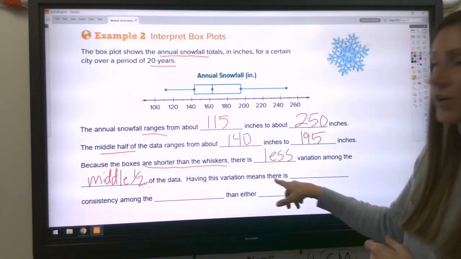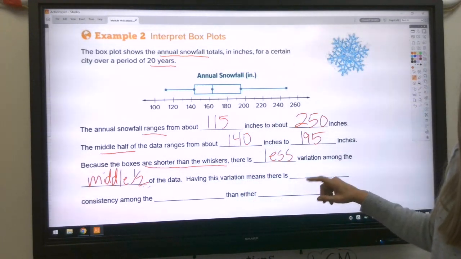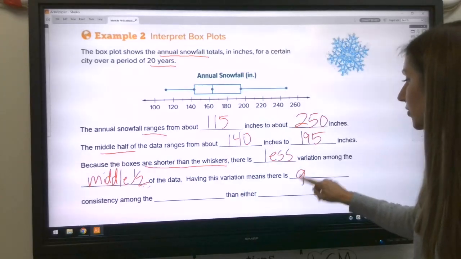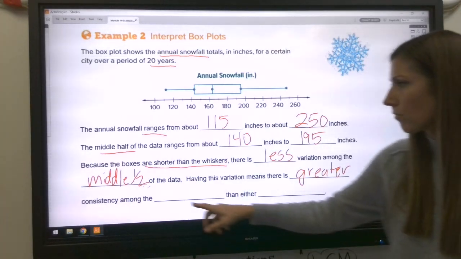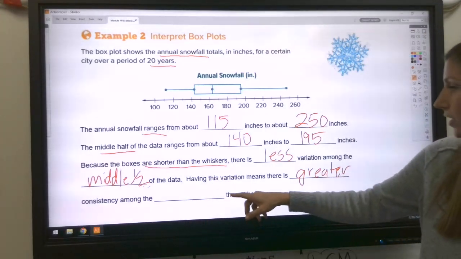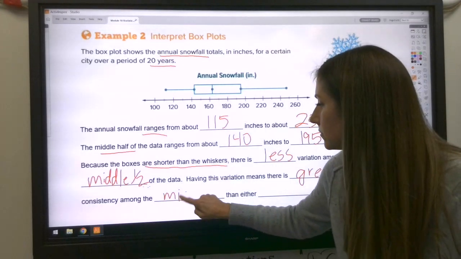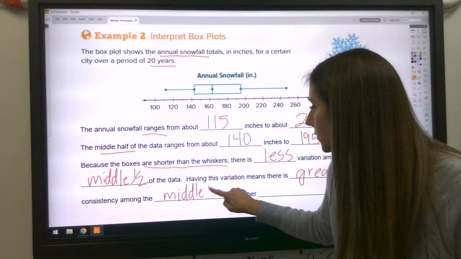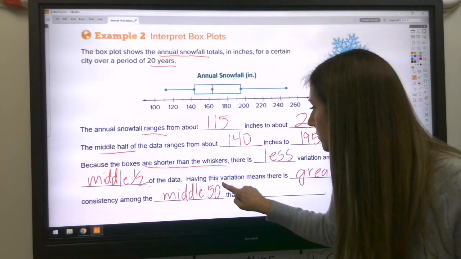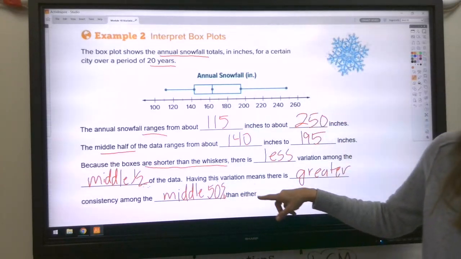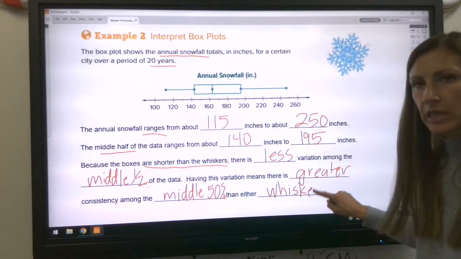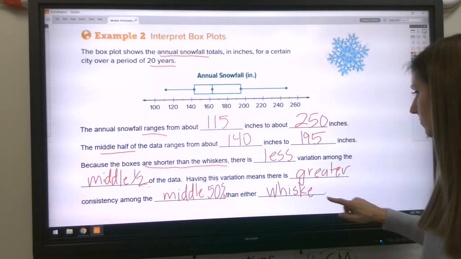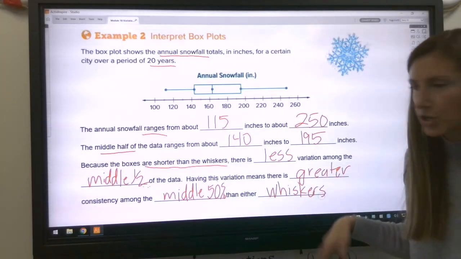So having this variation means that there is a greater consistency among the middle 50% than either of the whiskers. That was a lot. Than either whisker or whiskers.